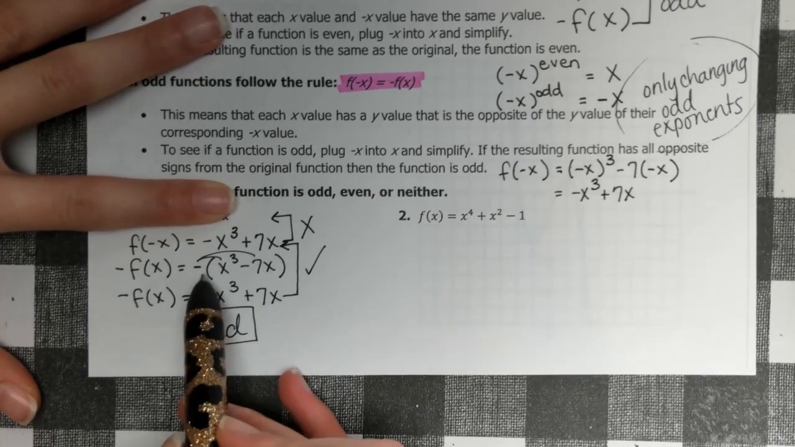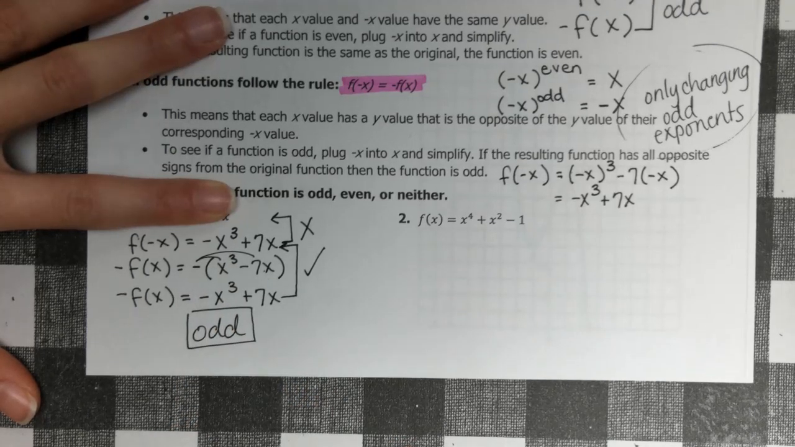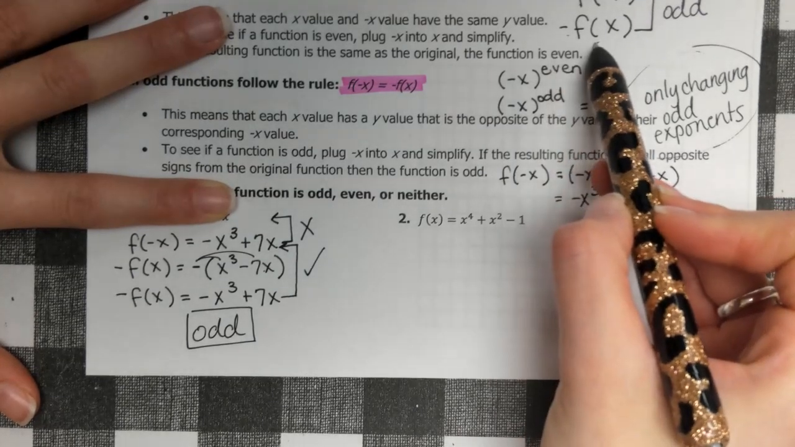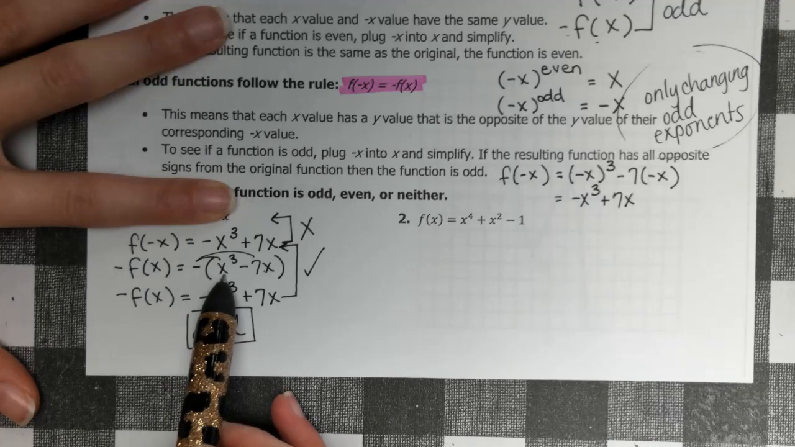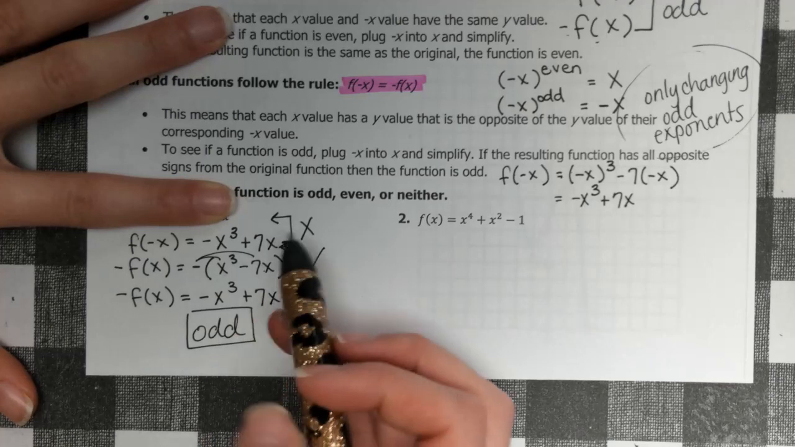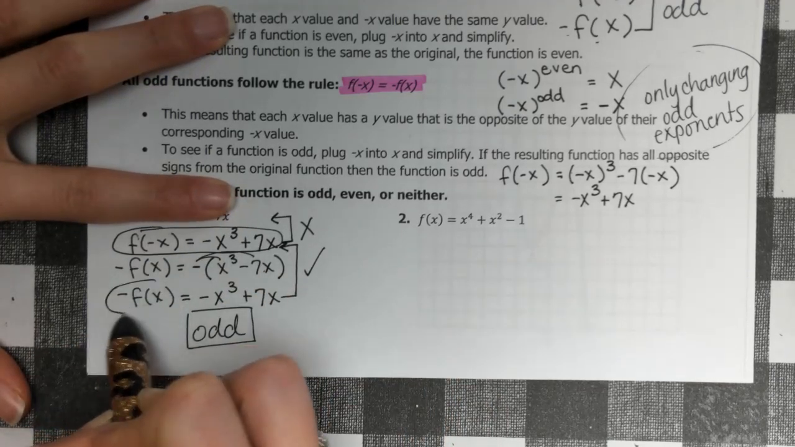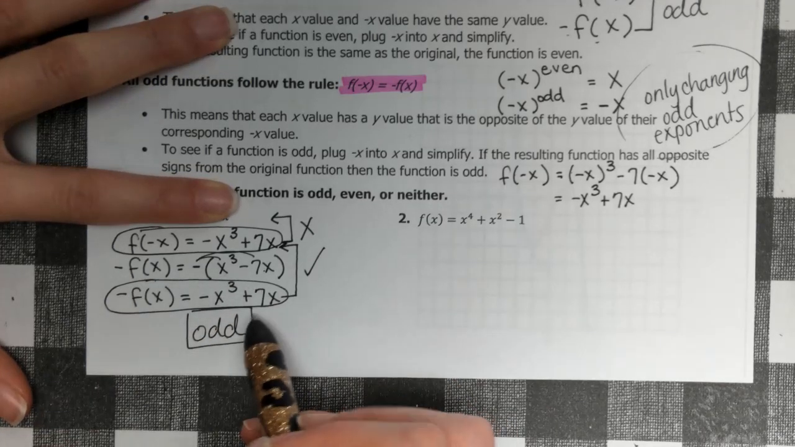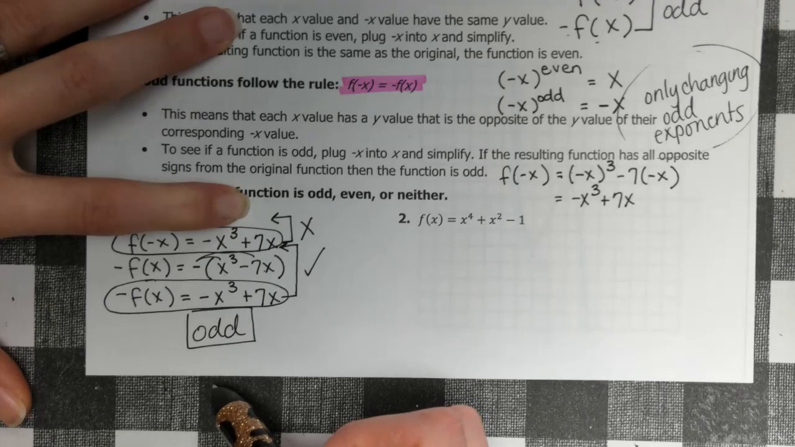So then I distribute a negative to the entire function, because that's what negative f of x tells me. I'm making it all negative. So that positive turns negative, that negative turns positive. If I'm looking at this right here and this right here, if it looks the exact same, it should, because it's odd. Does that help? Okay.